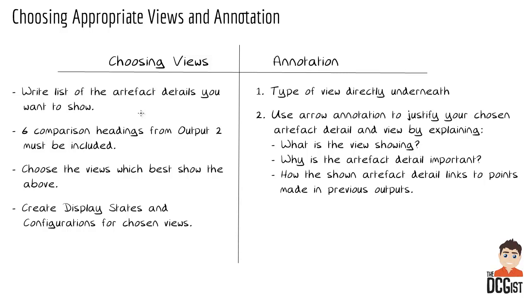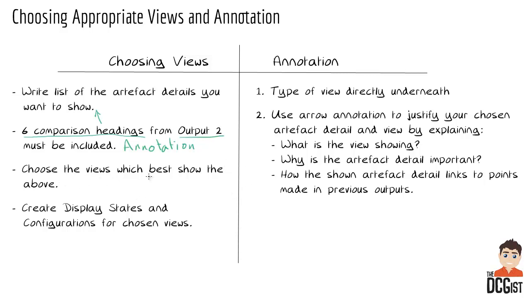So are you going to show some things in your orthographic views? You're going to show them in details? Are you going to show them in the exploded view, and so on? Now, what's important is that you need to refer to the 6 comparison headings that you had from output 2 in this sheet. Okay, so all of the different headings and all of the things that you said about your artifact that you were comparing, you need to refer to those in this output. Okay, and you'll be referring to that in the type of artifact details that you show, but also in the annotation of those. Okay, you'll be making sure to say that this view shows such and such a thing, which I looked at in output 2.